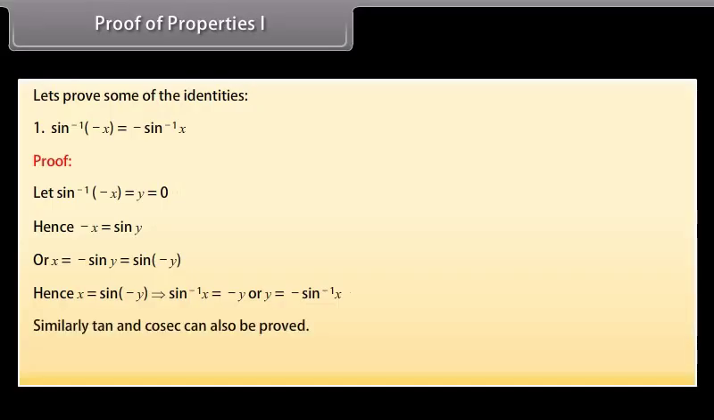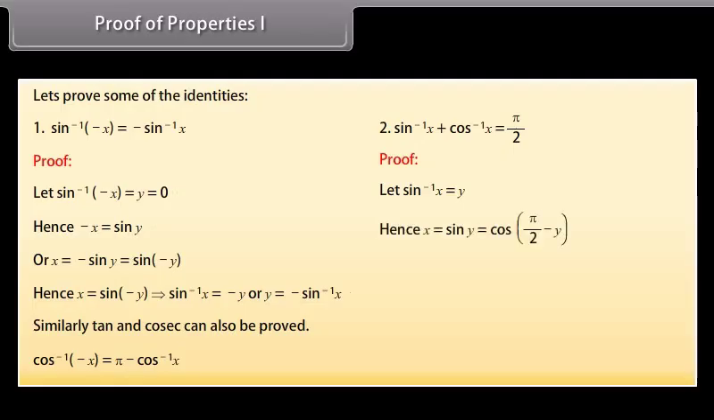Similarly, tan and cosec can also be proved. Cos inverse minus x is equal to pi minus cos inverse x. Second, sin inverse x plus cos inverse x is equal to pi by 2. Proof. Let sin inverse x is equal to y. Hence, x is equal to sin y, which is equal to cos of (pi by 2 minus y).